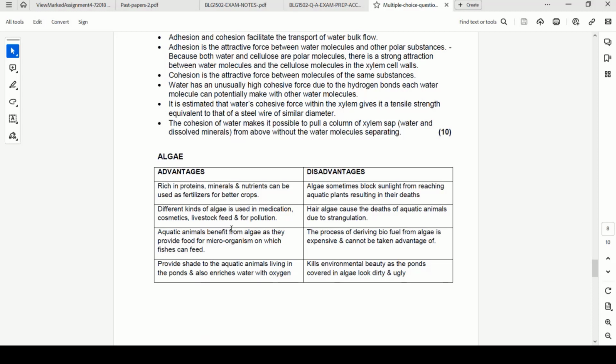So they support a food chain of fish, provide shade to the aquatic animals living in the ponds, and also enrich water with oxygen. The other disadvantage is that excess algae cause the death of aquatic animals due to strangulation. The process of deriving biofuel from algae is expensive and cannot be taken advantage of. And it kills environmental beauty, as ponds are covered in algae and dead algae. So they can just ask which part of this is a characteristic of algae.